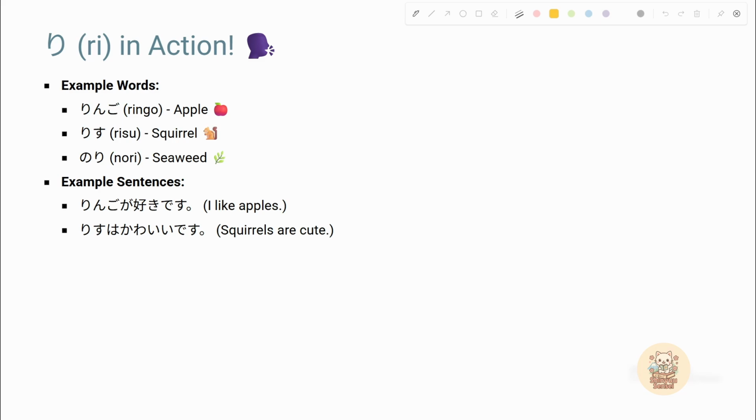Let's learn some words which have Ri in them. Ringo, apple, risu, squirrel, nori, seaweed. Example sentences are, ringo, apples, suki desu, like. So ringo ga suki desu, I like apples. Second one is risu, squirrels, kawaii desu, are cute. So risu wa kawaii desu, squirrels are cute.